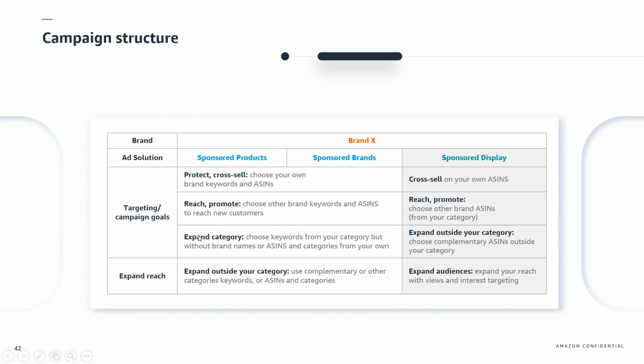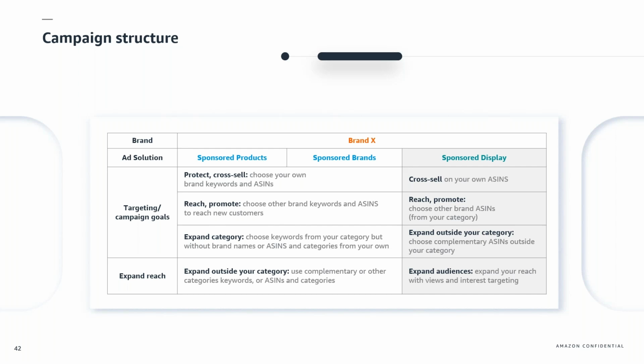Last but not least, within targeting, if you want to expand your category, right, you want to expand your market share in your category, you can choose keywords from your category without your brand names, right, or ASINs, and categories from your own. For example, if you're a mature seller, you feel like, wow, your sales have been stable for a while, but how do you grab more sales, more new-to-brand sales? You might want to start targeting, for example, complementary ASINs.